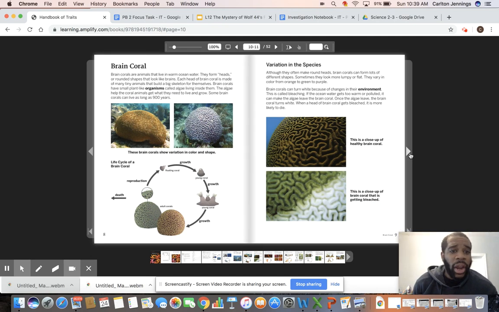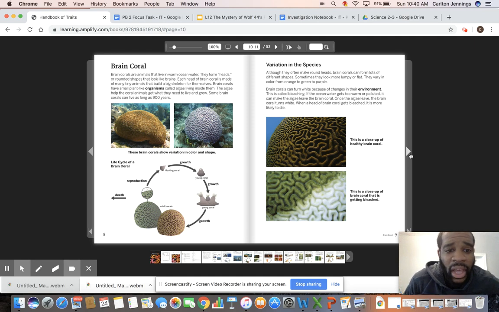Brain coral. Brain coral are animals that live in warm ocean water. They form heads or rounded shapes that look like brains. Each head of brain coral is made of tiny animals that build a big skeleton for themselves. Brain corals have small plant-like organisms called algae living inside them. The algae help the coral animals get what they need to live and grow. Some brain corals can live as long as 900 years. So these things can live almost 1,000 years.